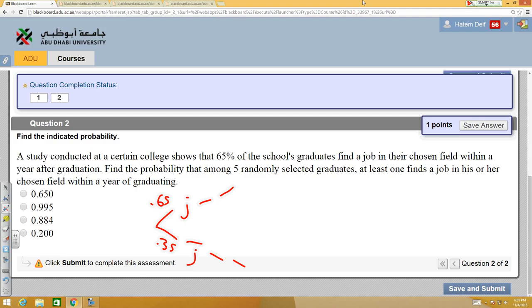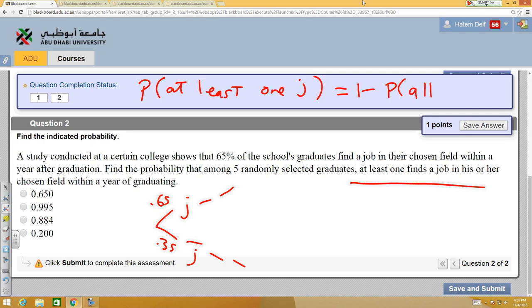What does the question say? Find the probability at least one finds a job. What does the rule say about this? The probability of at least one finding a job means 1 minus the probability all of them don't find a job, right? All of the people selected. How many selected here? 5 selected. So that means 1 minus the first one does not find a job, second one does not find a job, all of them. So 0.35, 0.35, 0.35, 5 times multiplied. That's why it's 0.35 power 5.